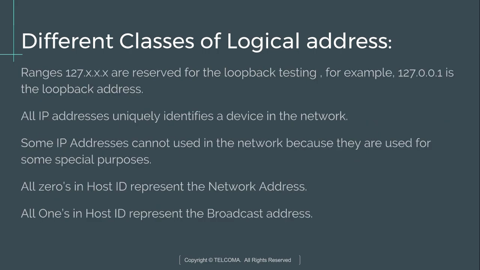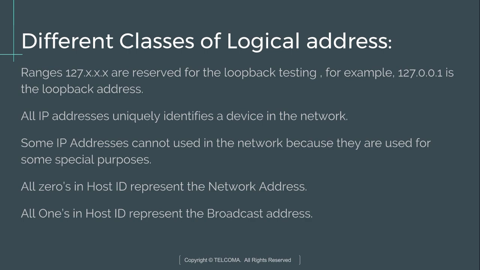The next is range 127. As we don't use the 127 range in IP addresses, it is reserved for loopback testing. For example, 127.0.0.1 is the loopback address. So all IP addresses uniquely identify a device in the network.